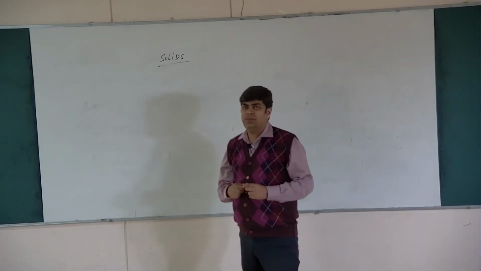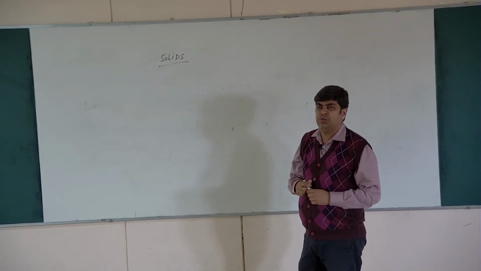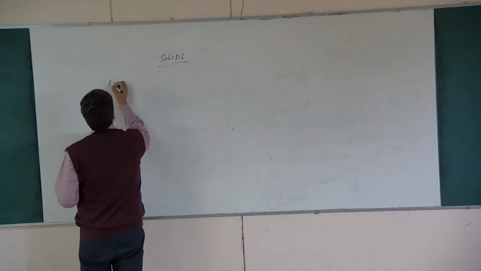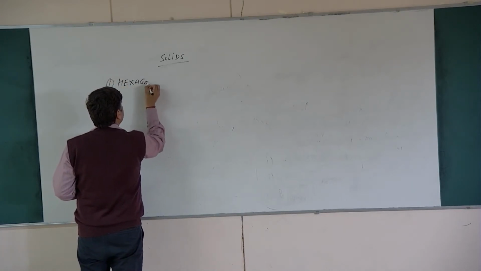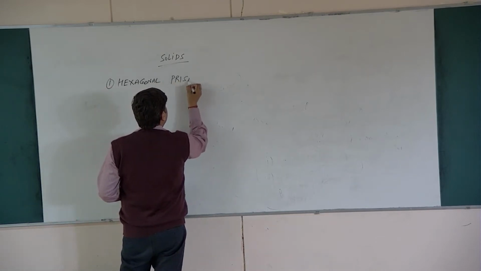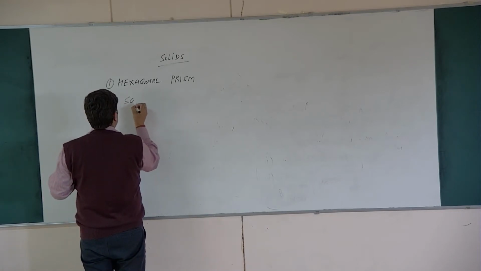Today I am going to take up a problem on projection of solids, in which I will take up two cases. The first case will be a hexagonal prism, and the other case is a square pyramid.